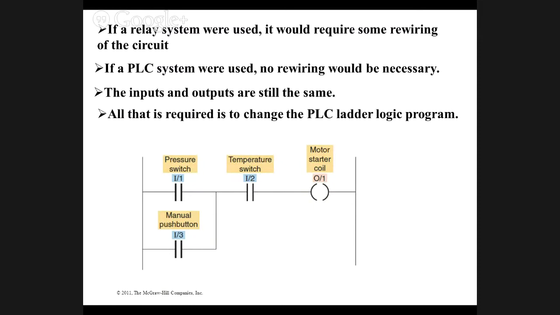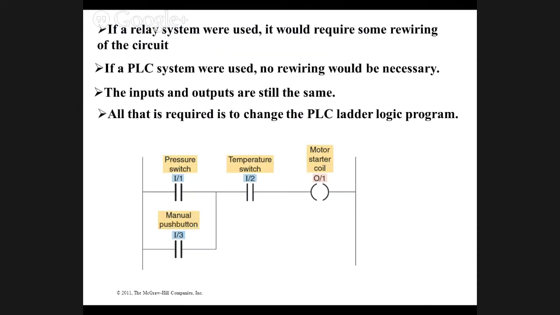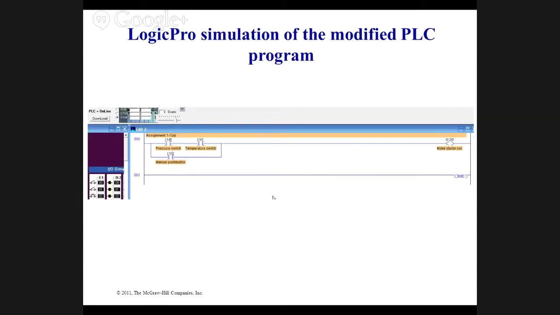So the last time, the manual push button bypassed the temperature switch. If you wanted to make this change, you'd have to go out there and move the wire. Here, we simply change the program, and that's as easy as grabbing that parallel branch and dragging it over and then saying, that's the way I want it, and it's done. All right. And here's another example.